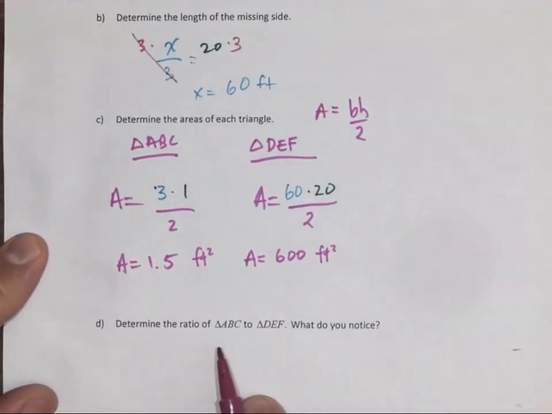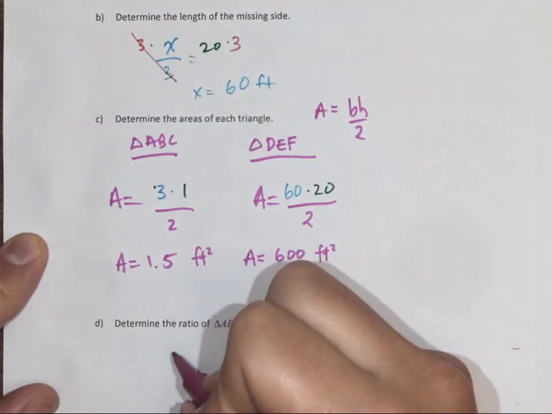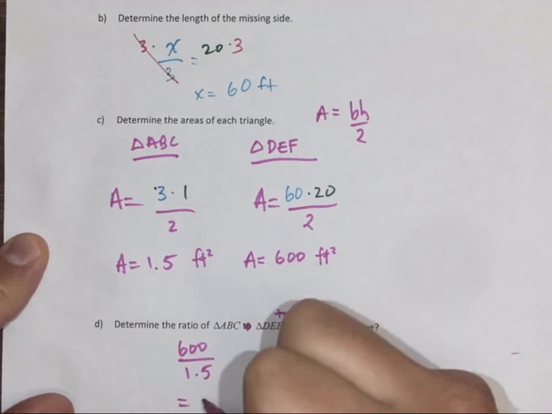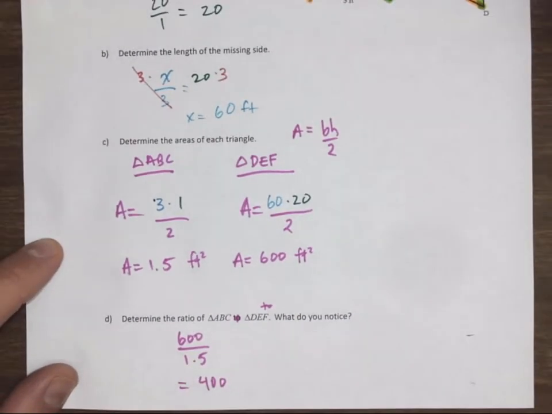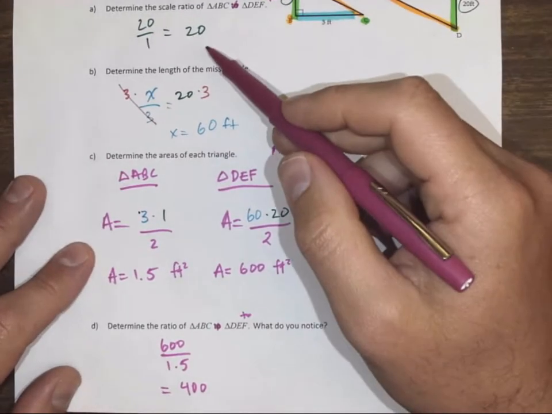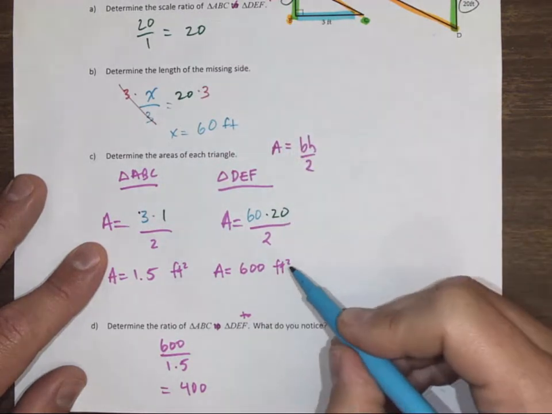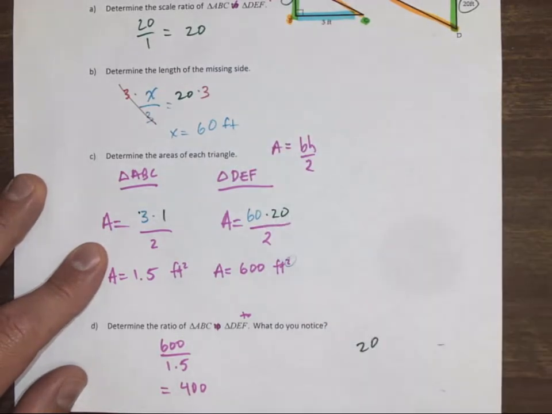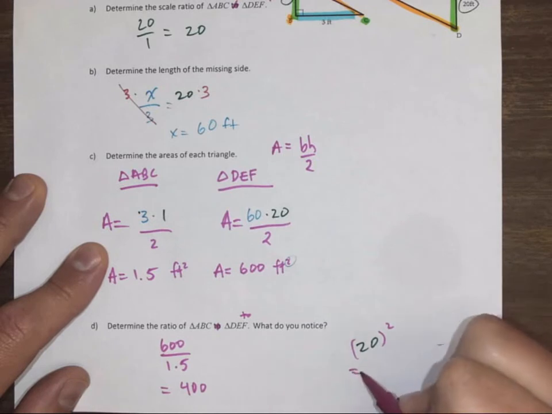If we need to determine the ratio, and again I'm going to go DEF to ABC, of the areas, what do you notice? So again, I did big triangle divided by small triangle. So let's do big triangle divided by small triangle. And the ratio, 600 divided by 1.5 is 400. Well, what does that have to do with the scale factor of 20? What do you notice? Well, area is squared, so what's 20 squared? Twenty times 20 is 400.